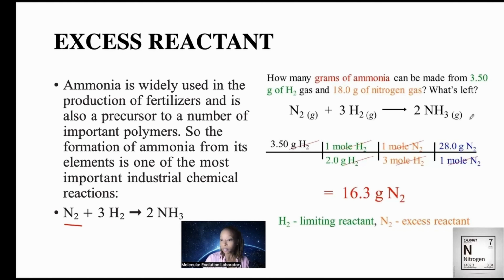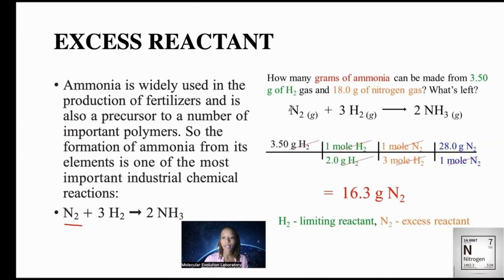So you want to check if this equation is balanced. Sure. So we have 3 times 2, 6 hydrogen here, and 3 times 2, 6 hydrogen here. We have 2 nitrogen, we have 2 nitrogen here. So you're given the grams of hydrogen, so 3.50 grams of hydrogen. So the ratio is 1 mole of H2 divided by 2H2, 1 mole of N2 divided by 3H2.